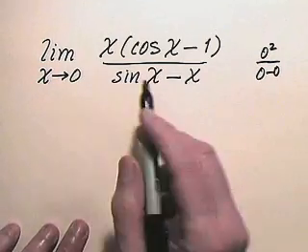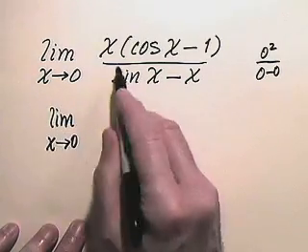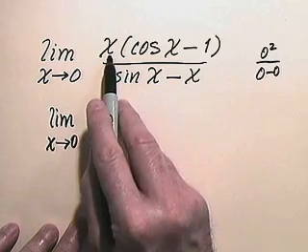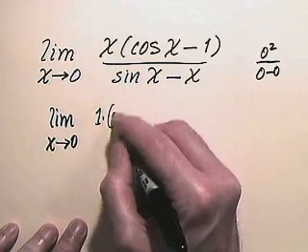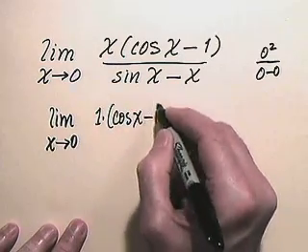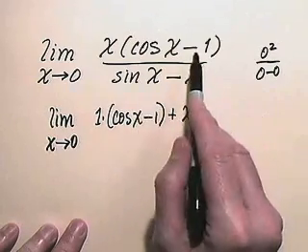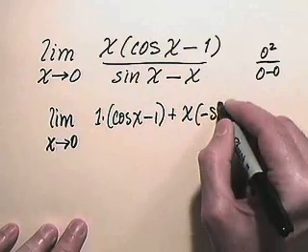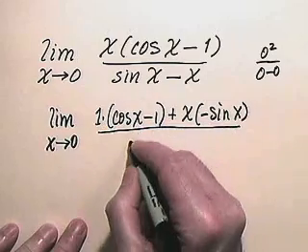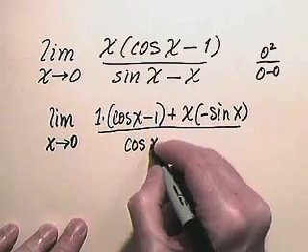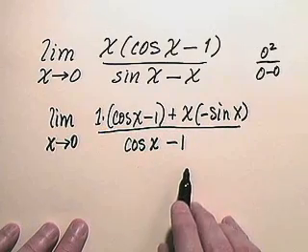So let's apply L'Hopital's rule. We differentiate the numerator. Well, let's use the product rule. x has derivative 1 times the other factor, cosine x minus 1, plus x times the derivative of the second factor. Well, that's negative sine x. And all this is to be divided by cosine x minus 1.